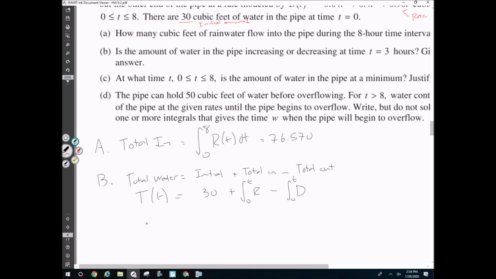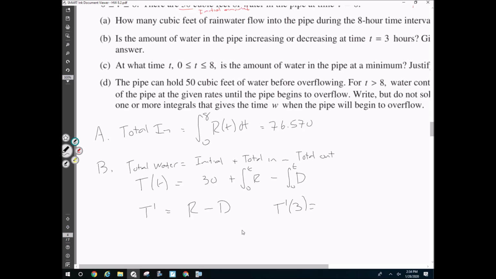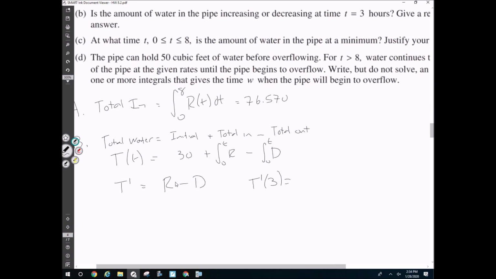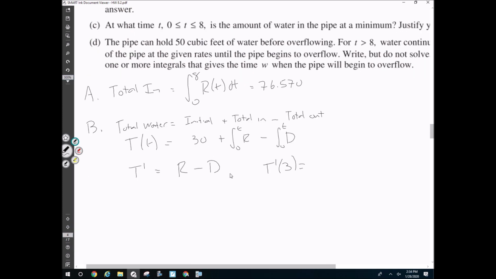Okay? Well, is the total amount increasing or decreasing? We'll look at the derivative. T prime, the derivative of 30 is 0. The derivative of this integral is R. The derivative of this integral is D. So let's find T prime of 3. If it's positive, it's increasing; if it's negative, it's decreasing, right? The sign of T prime tells us if T is going to increase or decrease.